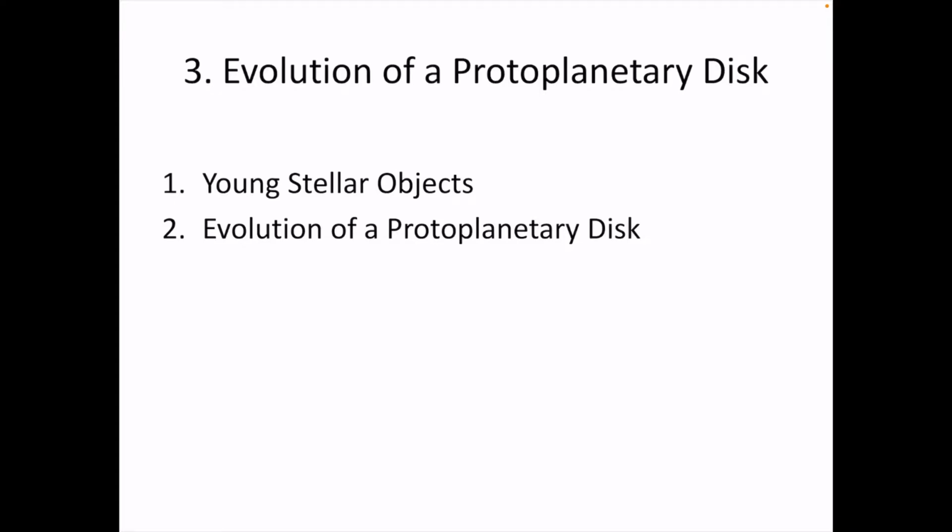Hello everyone. In the previous lectures, I explained the formation of protostars as well as the formation of a protoplanetary disk. In the present lectures, I will explain the evolution of a protoplanetary disk. First topic is the young stellar object. Second topic is the evolution of a protoplanetary disk.